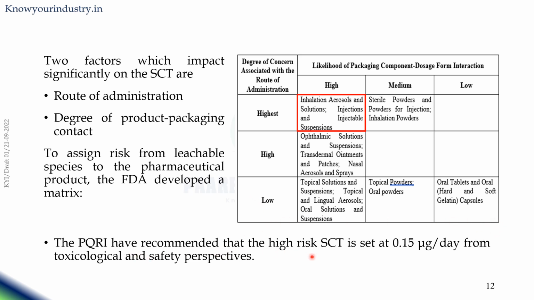The highest one, that is the aerosols, will have a safety concern threshold of 0.15 microgram per day. In the case of injectables, it will be 10 times more, that is 1.5 microgram per day. And of late, the regulatory agency recommended 5 microgram per day for powder for suspension. Until you administer, it will be in the form of powder, and during administration, it will be reconstituted into the solvent.